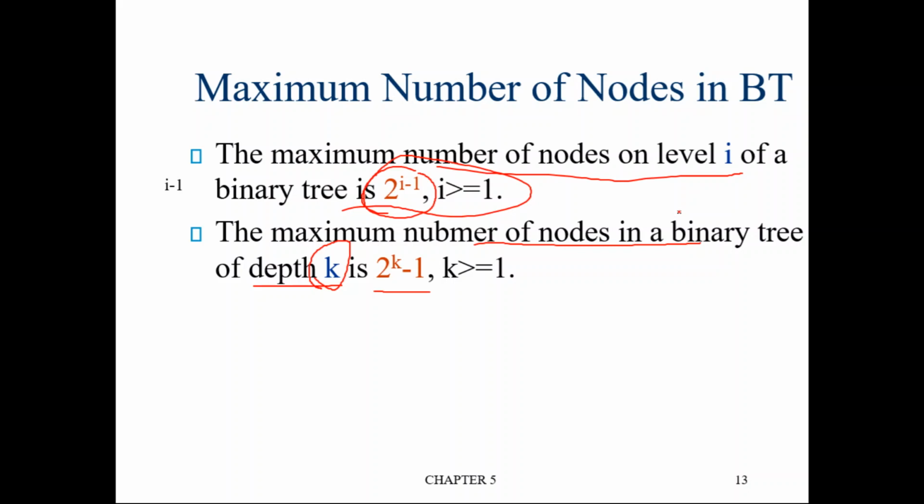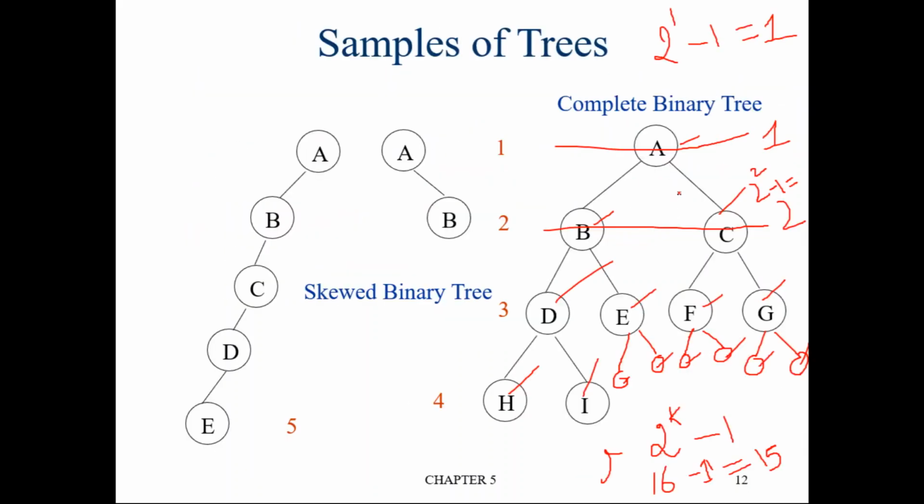2 to the power of i minus 1. Yes. Okay, so the power is i minus 1. So for the first level it is 1 minus 1, so 2 to the power 0 is 1. Again here also, 2 to the power 2 minus 1. So what is that? 2 minus 1 is 1, so 2 to the power 1 is 2.